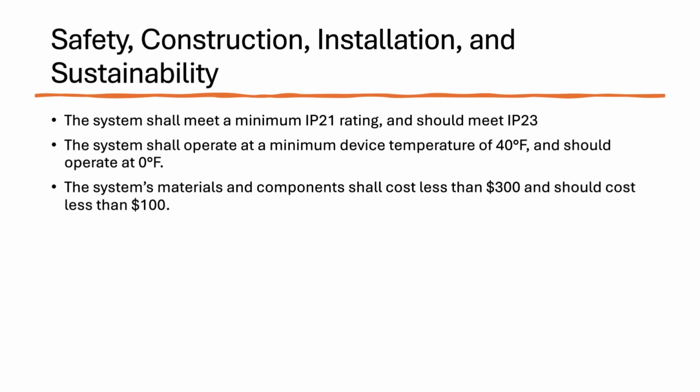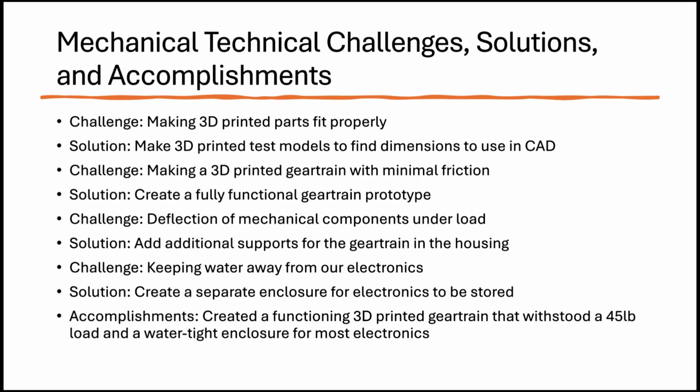Finally, for our safety, construction, installation, and sustainability, all of our specs were met except for our system's material component list, as we went over our budget of $300 due to electronics failures and needing extra hardware. Through these solutions, we have managed to make 3D printed parts that fit our components without significant modifications or post-processing. We also made a functional 3D printed gear train with minimal mechanical losses, a 3D printed housing that supports the gear train with a 45-pound load applied, and a watertight enclosure to house most of our electronics.